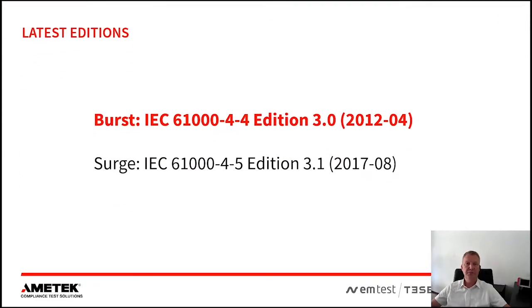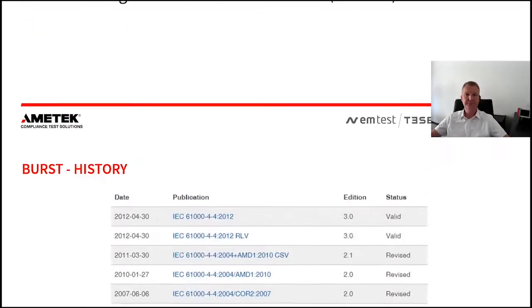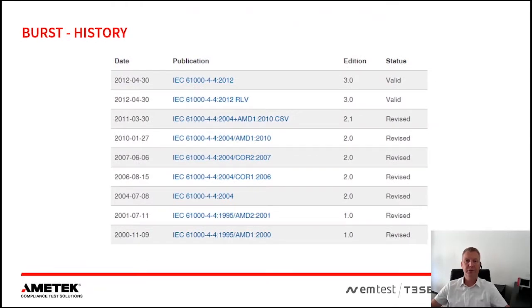We will start with Burst. The latest edition is still edition 3 from 2012. The first Burst standard was released in 1995. Edition 2 from 2004 was a major update, which included different calibration routines, new frequencies, and different test setups. The latest version is from 2012 and is edition 3.